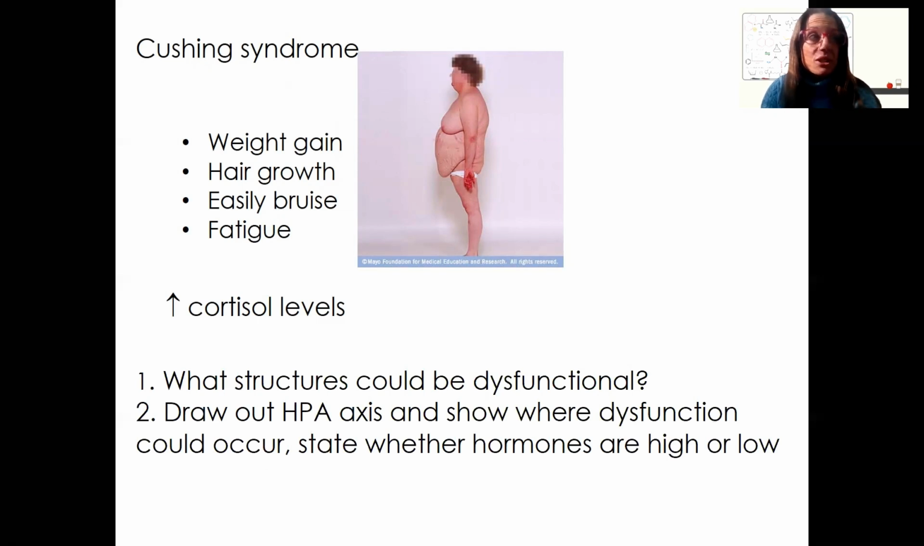So one obvious answer probably is the adrenal cortex, right? That could be dysregulated, but there's more options than that. Draw out 3 HPA axes, and try to fill in where there could be dysfunction.